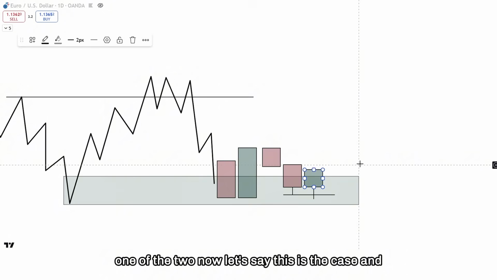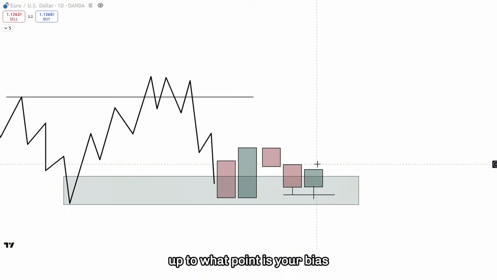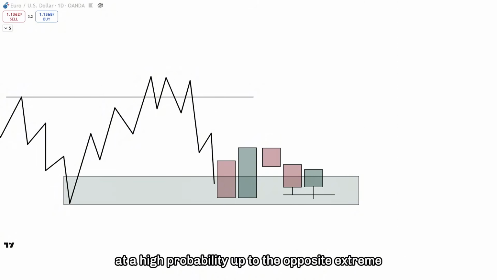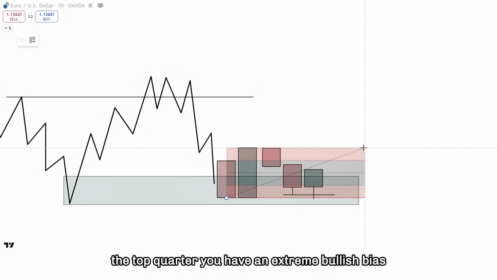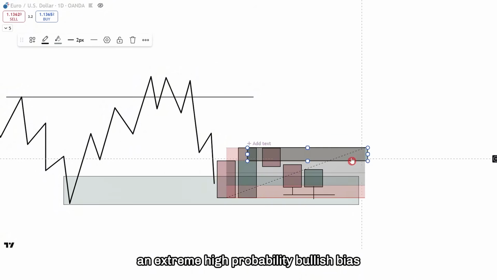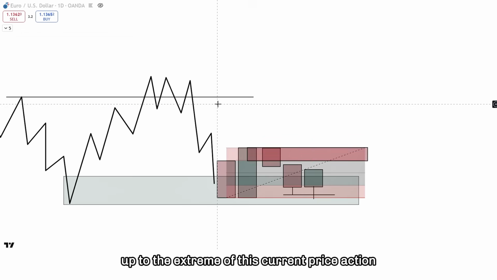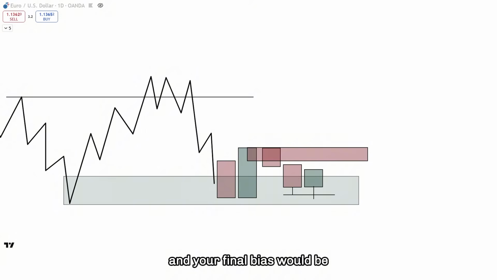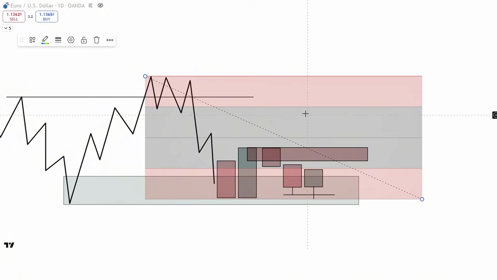Now, let's say this is the case, and up to what point is your bias at a high probability? Up to the opposite extreme. So if you're going from one end to the other end, the top quarter, you have an extreme high probability bullish bias up to this point, up to the extreme of this current price action. And your final bias would be right here.